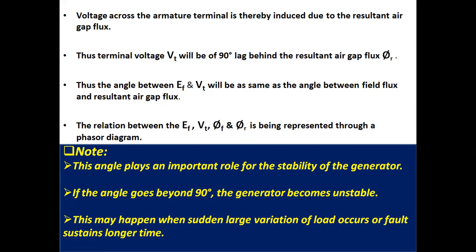Note, this load angle plays an important role for the stability of the generator. If the angle goes beyond 90 degrees, the generator becomes unstable. This may happen when a sudden large variation of load occurs or a fault sustains for a longer time.